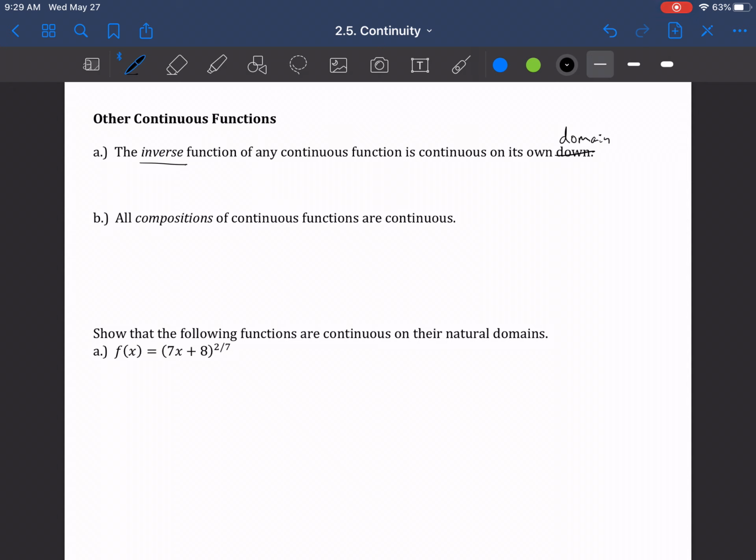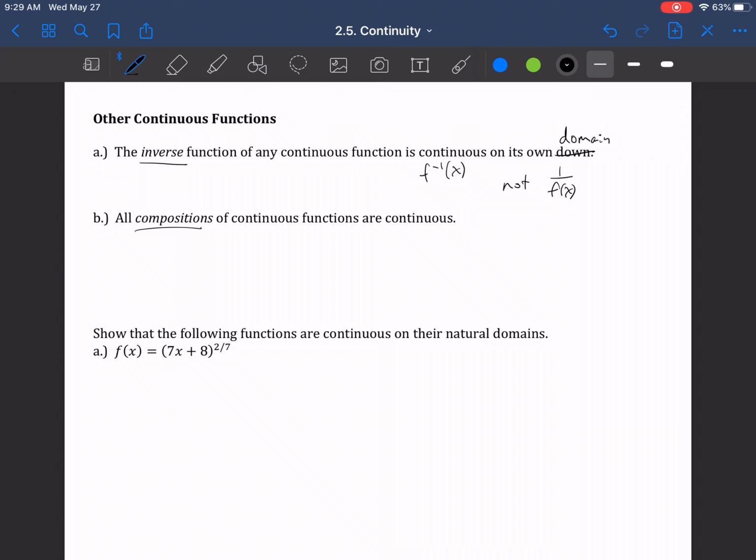So remember inverse functions, the f inverse like that, which is not, just so you know, 1 over f of x, not a reciprocal function. All compositions of continuous functions are continuous, so we had that one, so don't forget that. And then also show that the following functions are continuous. Let's take a look at these.